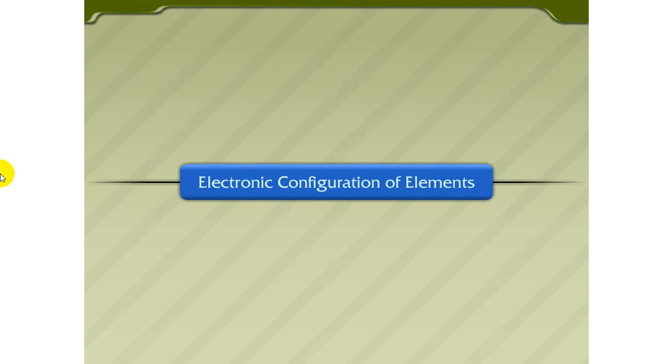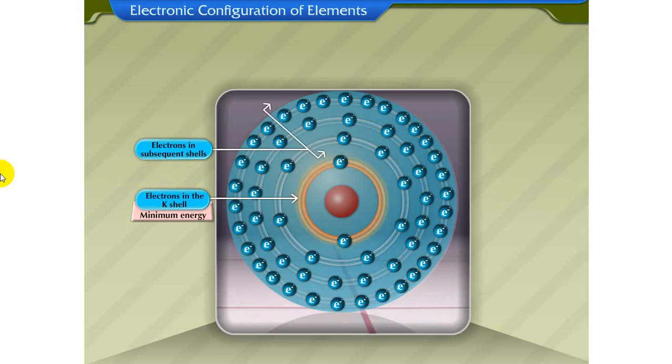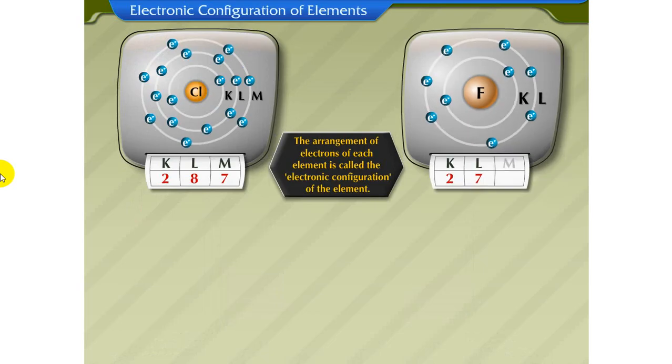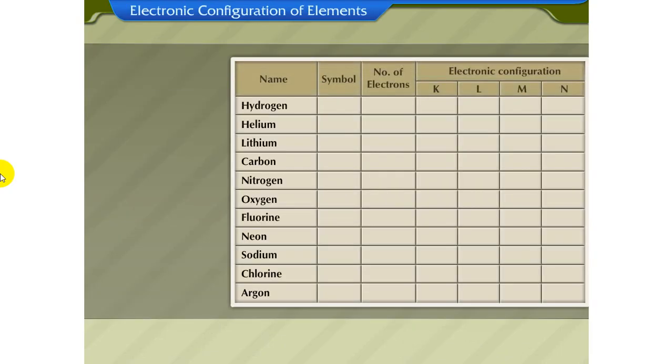Electronic configuration of elements. The energy of every electron depends upon the shell that it occupies. Electrons in the K shell have minimum energy. Electrons in subsequent shells have higher energies. The arrangement of electrons of each element is called the electronic configuration of the element. It is represented by numbers which correspond to the electrons in the shells. Let us study the electronic configuration of some elements.